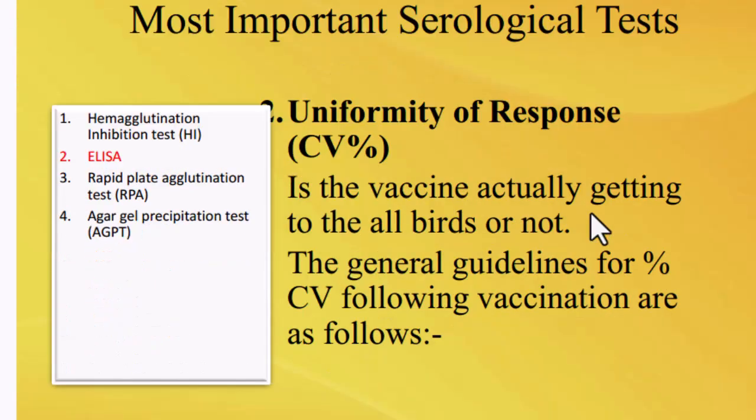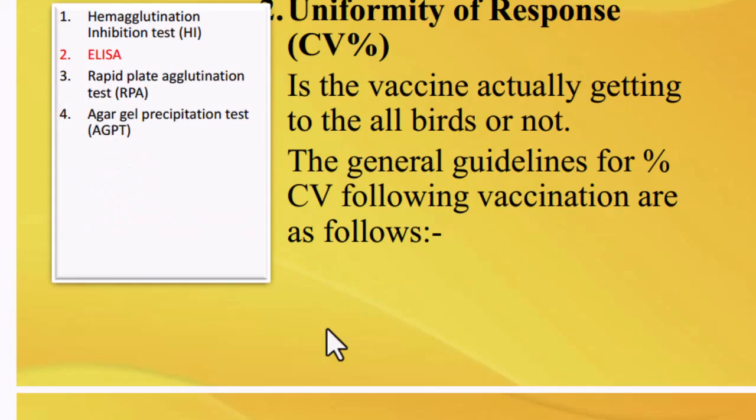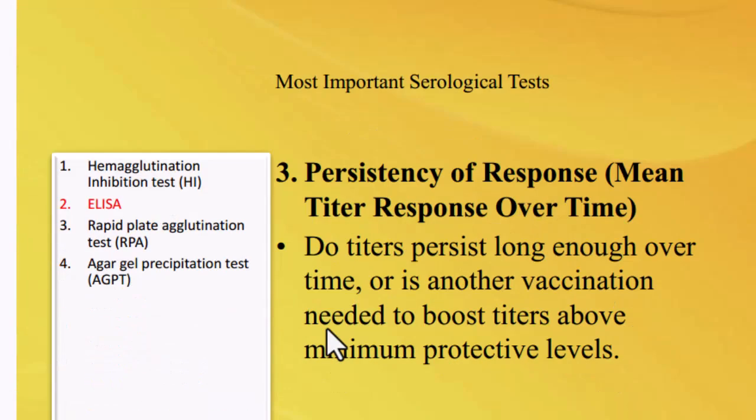Uniformity of response, coefficient of variation, percent. Is the vaccine actually getting to all the birds or not? The general guidelines for percentage coefficient of variation, CV percent, following vaccination are as follows. Most importantly, the ELISA is, as we mentioned, one of the most important serological tests to use to monitor the vaccination response.